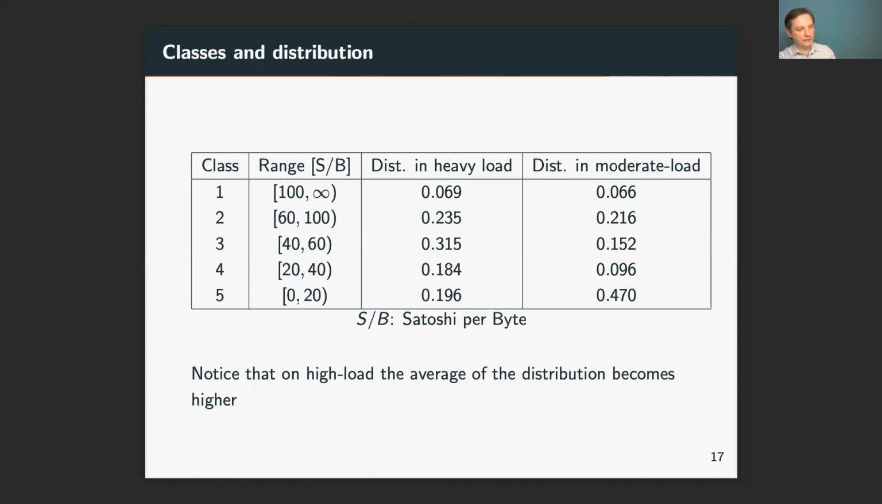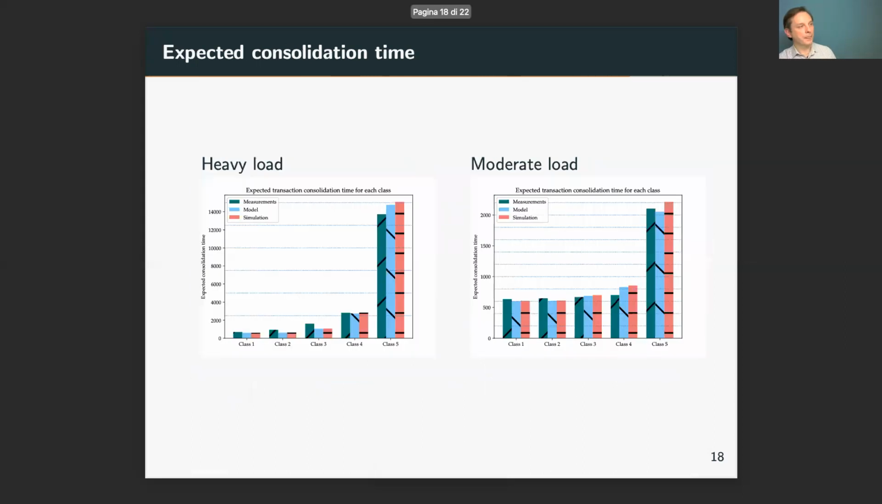We can see from this data that the offered fee changes according to the load. In heavy load, for instance, the percentage of transactions that offer a very low fee is lower than in the case of moderate load. And this is actually what one expects from the analysis of the system.